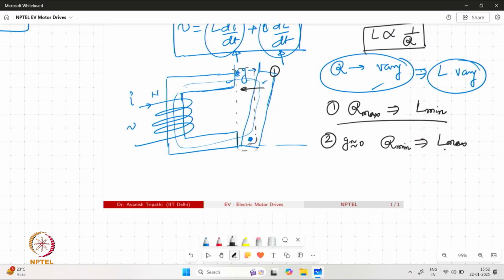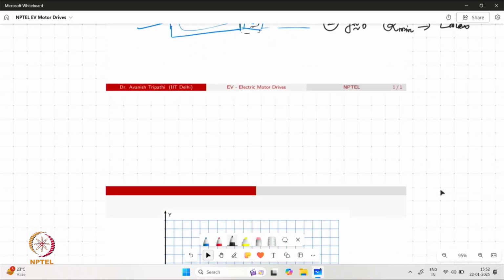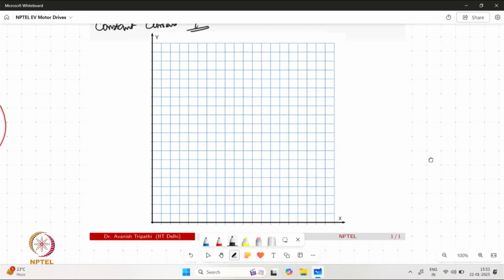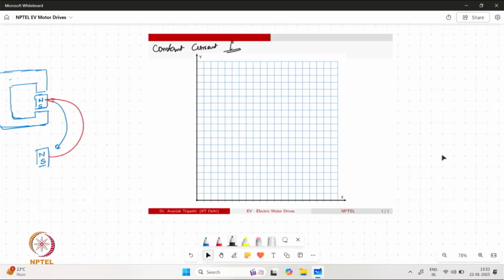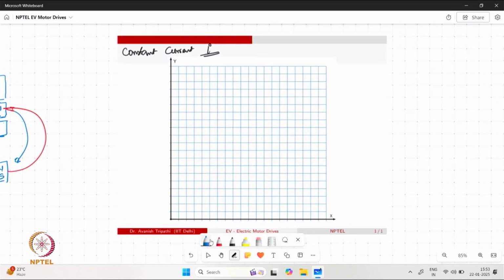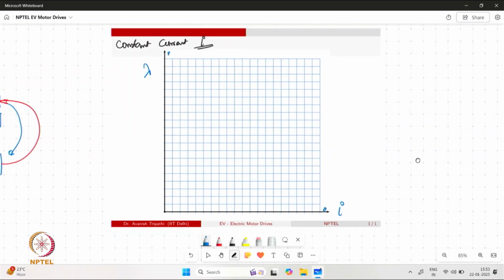Now, when we are operating this kind of plunger, say with a constant current I, once again let us consider the excitation and the flux linkage on the x and y axes respectively. So we have the excitation I on the x-axis and the flux linkage on the y-axis.